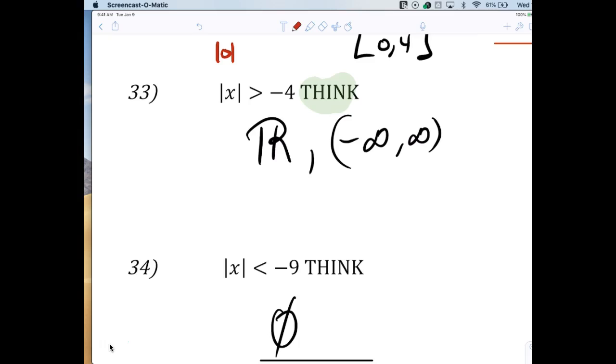Now, if I say take the absolute value of, let's say, negative 3, what's the absolute value of negative 3? Is that greater than negative 4? Yes. What about the absolute value of 10? 10, is that greater than negative 4? So what number can I put in for x that if I take the absolute value of it will not be greater than a negative? So if I plug negative 3 in, what's the absolute value of negative 3? Is that greater than negative 4?